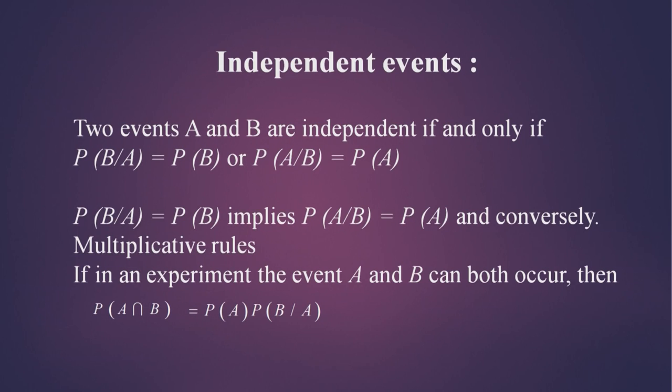Or we can say that A and B are independent if the probability of A given B is equal to the probability of A. Now, the probability of B given A being equal to the probability of B implies that the probability of A given B is equal to the probability of A, and conversely.